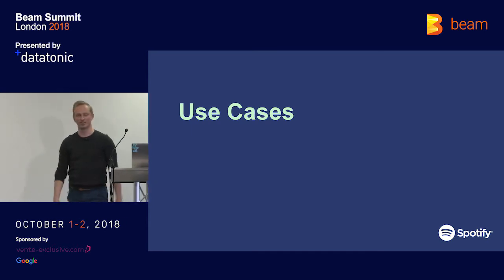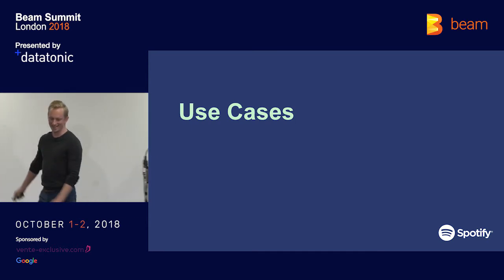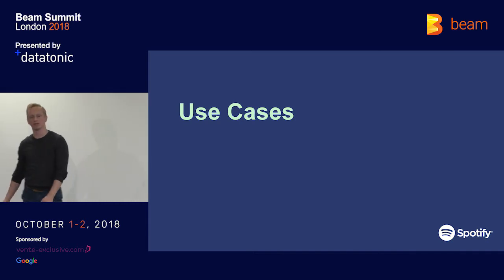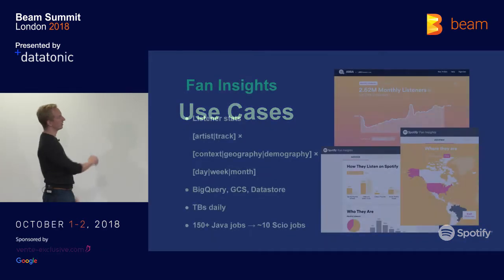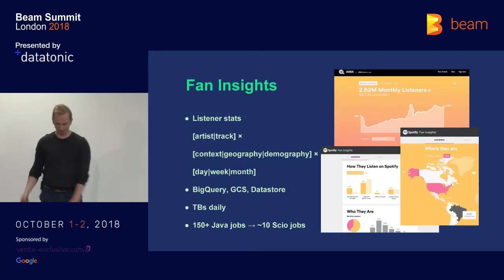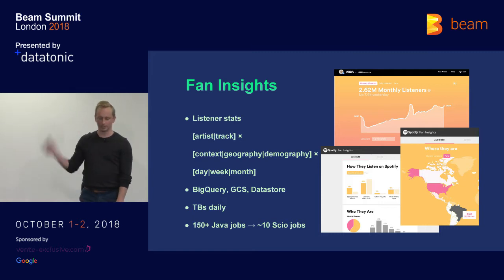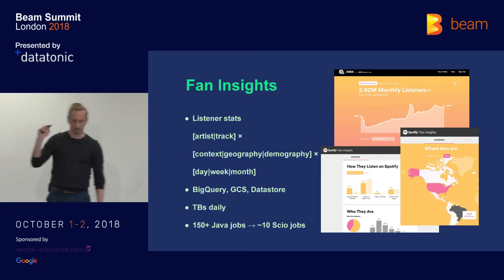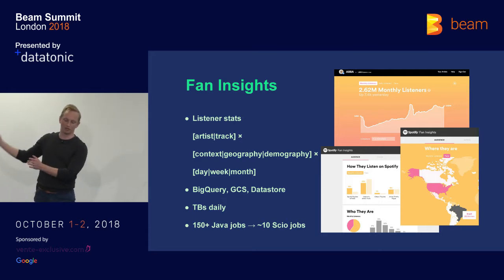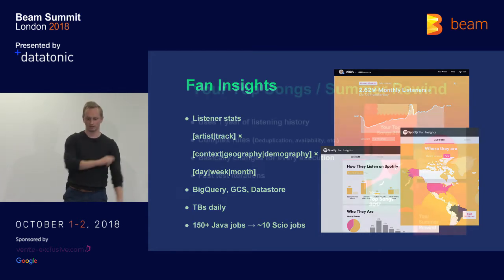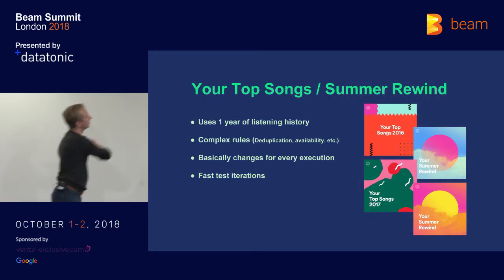OK, I think that was the last demo. I hope so. All right, I'm going to go quickly through a bunch of use cases that we have at Spotify for Scio and Beam. Find insights. It's something that we do for artists. It gives you info about who's listening to your song, where, when, why. It uses GCS, and it went from a Java pipeline that was 150 jobs to 10 Scio jobs. Yes. We have this one, top songs.